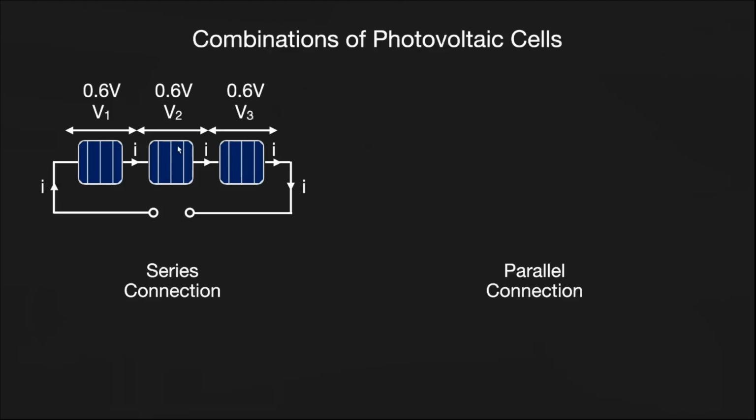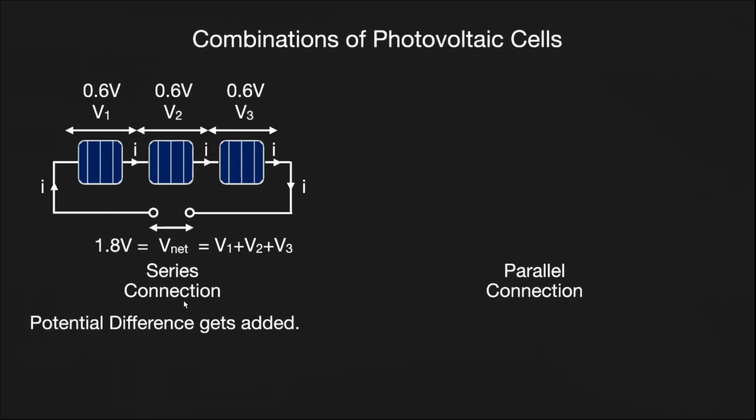Okay, then the net potential difference is going to be V1 plus V2 plus V3, right? The sum of the potential differences. If you calculate that for this case, it's going to be 0.6 plus 0.6 plus 0.6, and that gives you 1.8 volts, right? Okay, so we know that just like any other series connection, what's going to happen is potential differences are going to get added up, right? Amazing. Now let's move on to the parallel connection case.